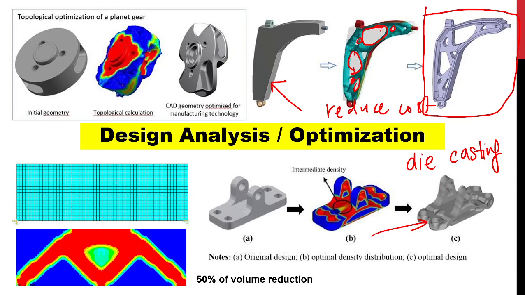If you look here, this is a beam. This beam is supported here and also here. And then we apply a load in the middle. So this beam has a force here. We can do analysis and then optimize the structure. The best structure is the red part. The blue part we can remove.